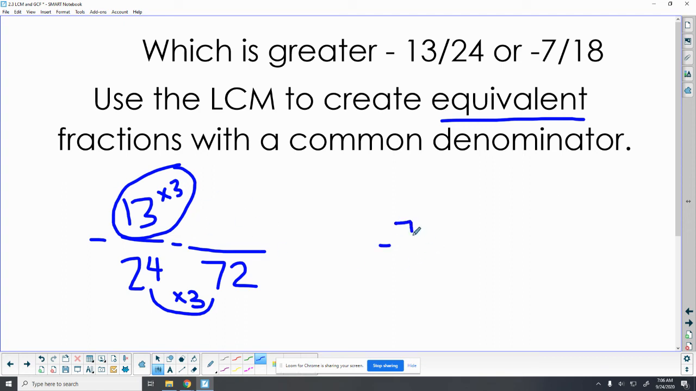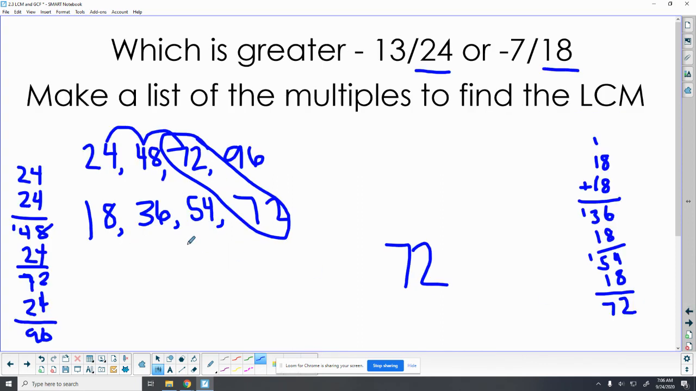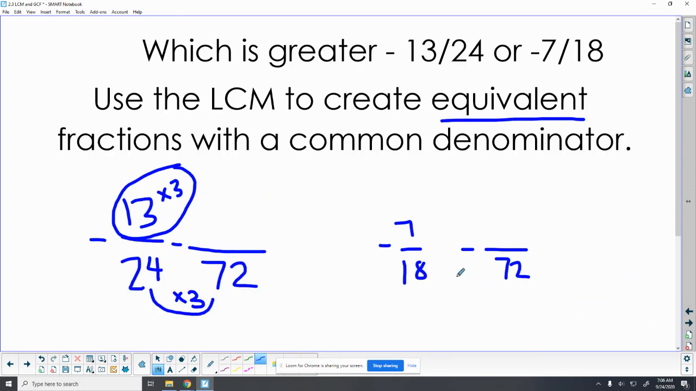Now let's try negative 7/18, and we need to make it into a denominator of 72. So first I need to know how many times it took me to get from 18 to 72. 1, 2, 3, 4 times. So that means I had to do 18 times 4 is 72. Whatever I do to the bottom, I need to do to the top. So 7 times 4 is 28. So I have these new fractions.